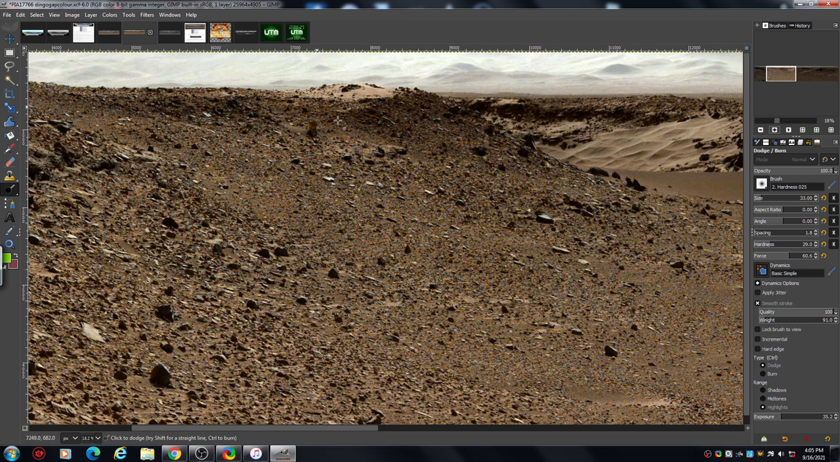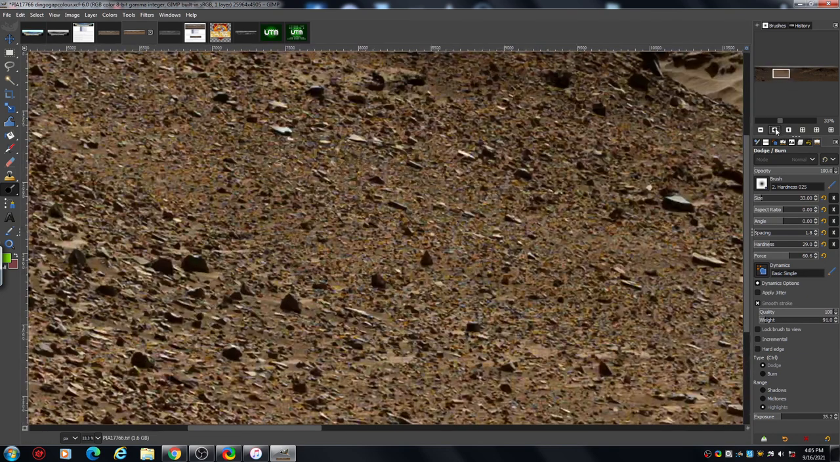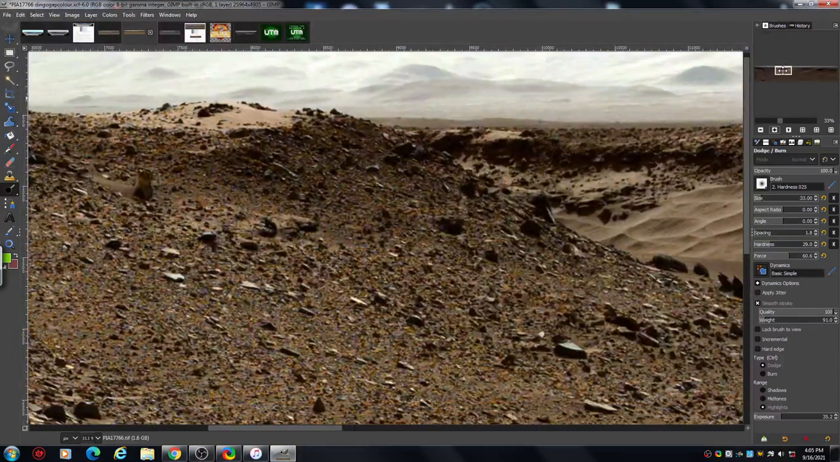So looking at that area, or not, just saw something up here.